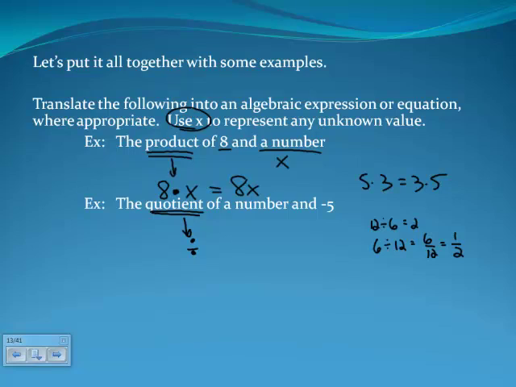With division, usually you just assume that the order that they list the factors that they're dividing is the order that you will write them as well.